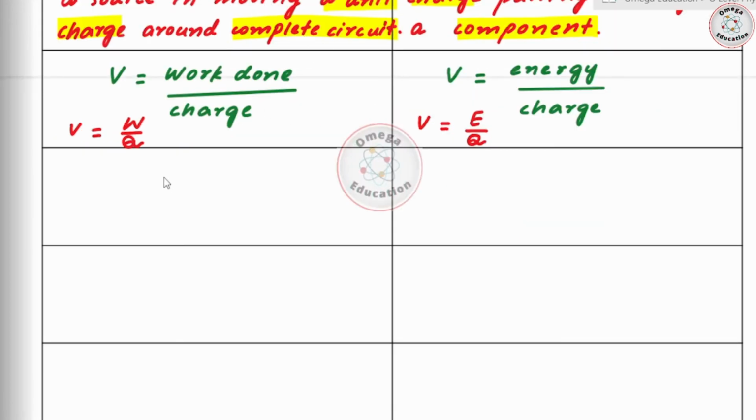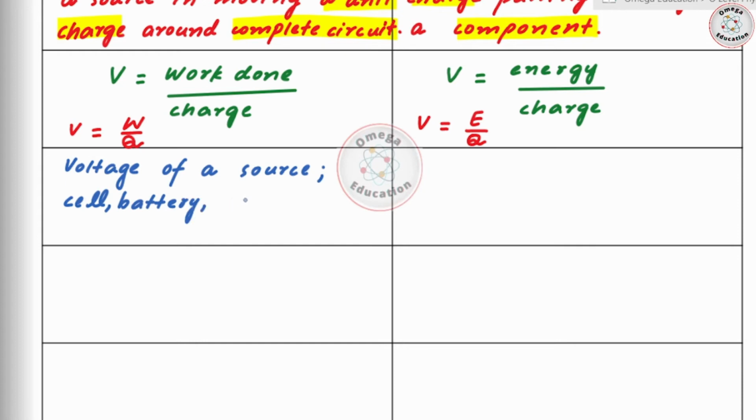Generally, EMF refers to the voltage of a source, right? EMF is the voltage of a source. So the sources are generally cell, battery, power supply, generator, DC generator, and etc.